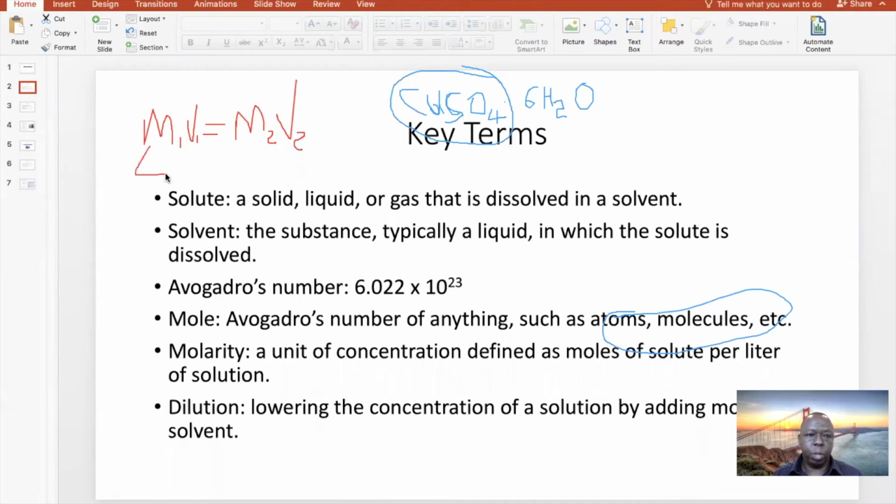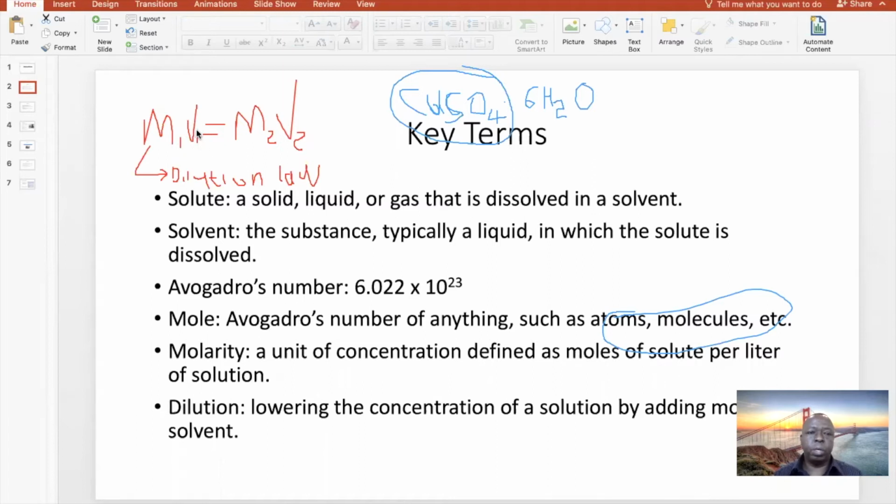This is called dilution what? Dilution law. Dilution is hard to write on with a mouse. We use it to bring down a concentrated solution. Sometimes this is MC for concentrated, VC for concentrated.